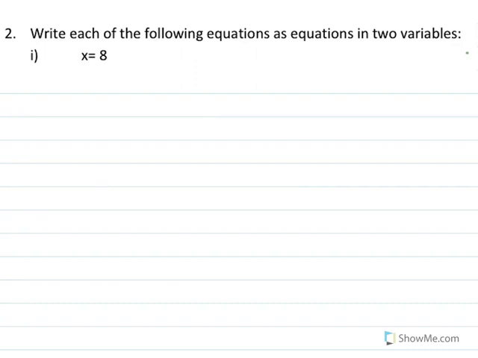Write each of the following equations in 2 variables. So here x equal to 8 we see has got only one variable, and that is x. We need to write it in 2 variables. There is no y, so we do x plus 0y equal to 8. This is an equation in 2 variables. If you want, you can also write it in this manner, x plus 0y minus 8 equal to 0.